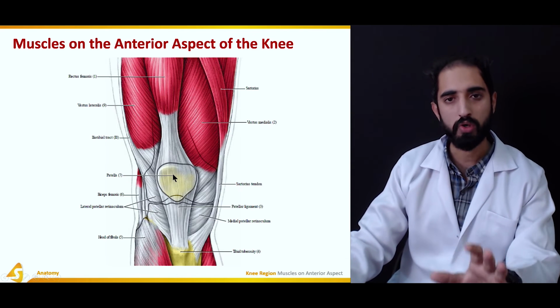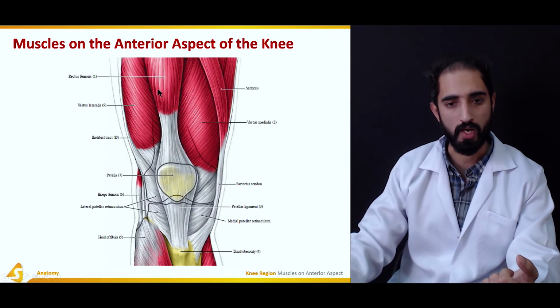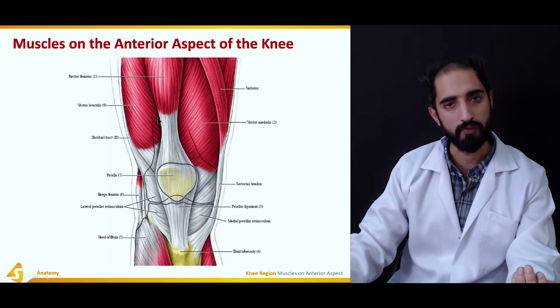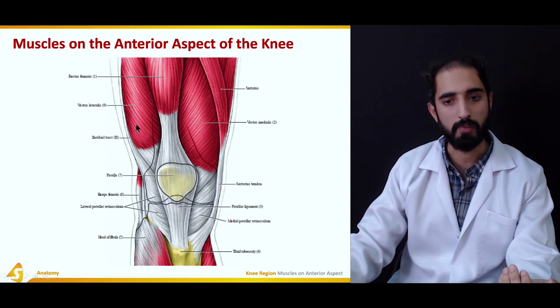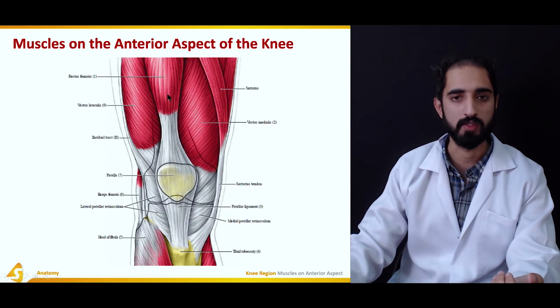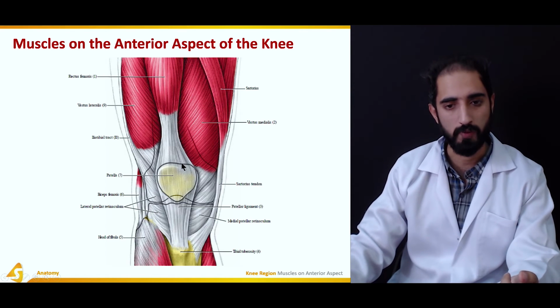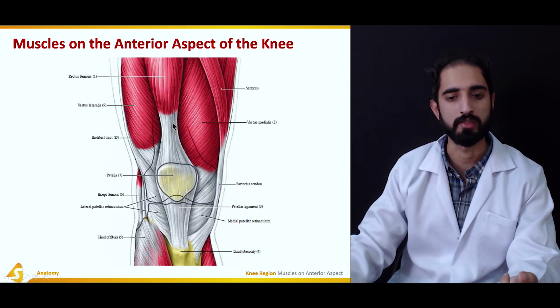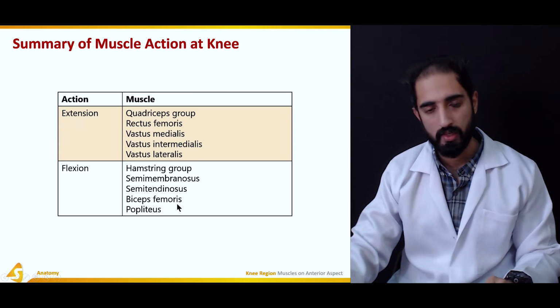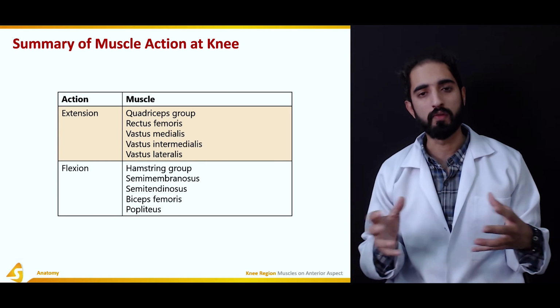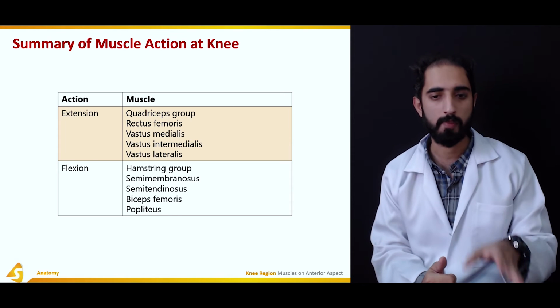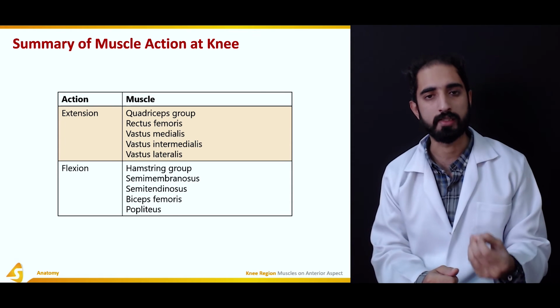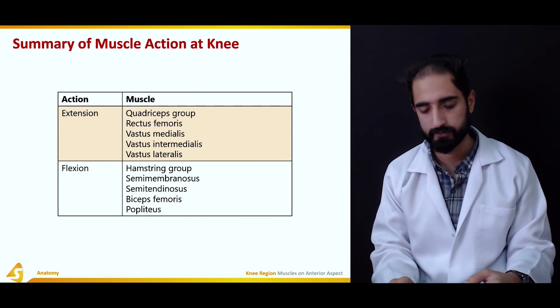The one which is the most superficial and in the center here is the rectus femoris. On the lateral side of the rectus femoris is the vastus lateralis, and on the medial side of the rectus femoris is the vastus medialis, and beneath the rectus femoris is the vastus intermedius, and you can see clearly in this picture. And as I already mentioned regarding the function of these muscles, they are all knee extensors except for the rectus femoris, which also acts as a hip flexor.